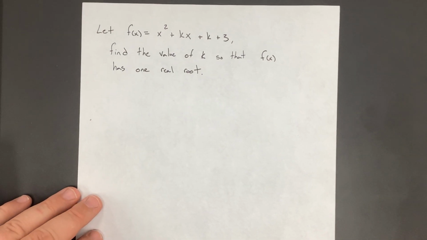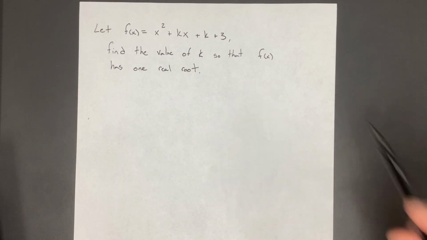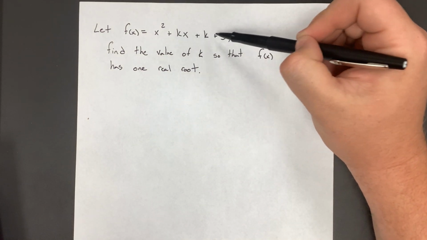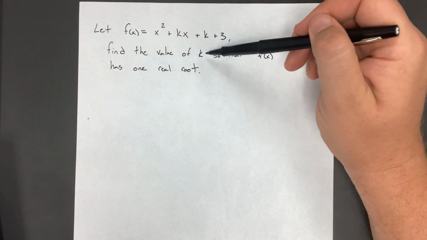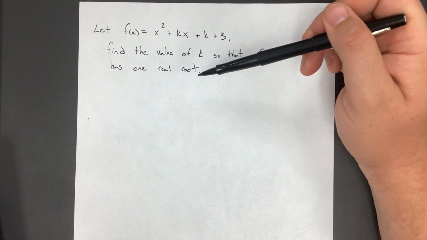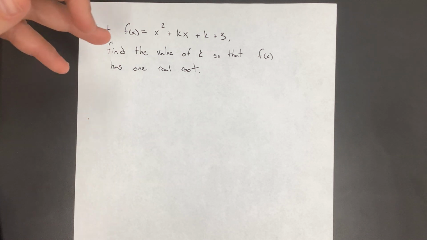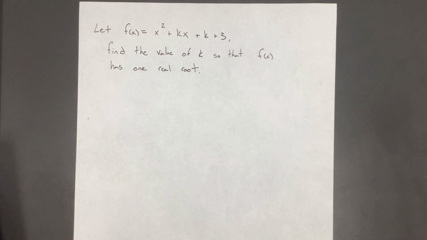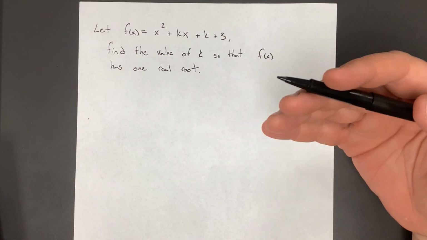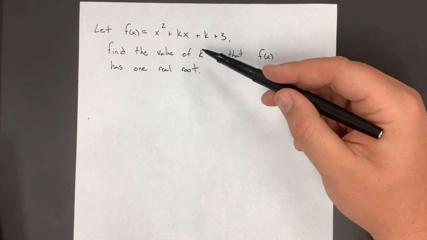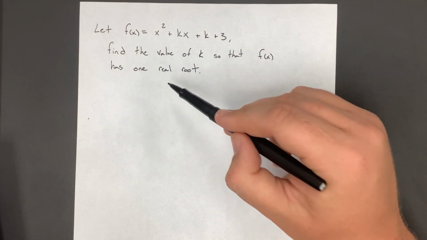So our last challenge question we're going to go through is, let's say we are given a function f of x is equal to x squared plus kx plus k plus 3, and we want to find the value of k so that f of x has one real root. Normally when we have quadratics, we don't have two variables, but we're told this function is based off x. So what's happening here is this function can be an infinitesimal amount of different functions based off what k is. But we want to find out what k would be if this only had one real root.